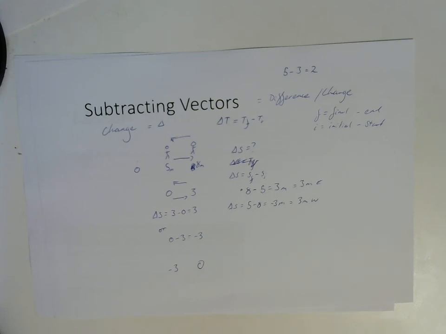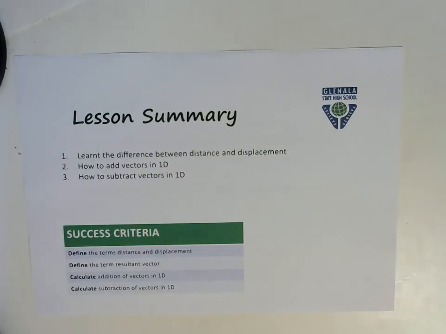Okay, so for our learning summary, we've done 3 things today. We've learnt the difference between distance and displacement. We've learnt how to add vectors together in 1D. And we've learnt how to subtract, or how to find the change between 2 vectors in 1D as well.